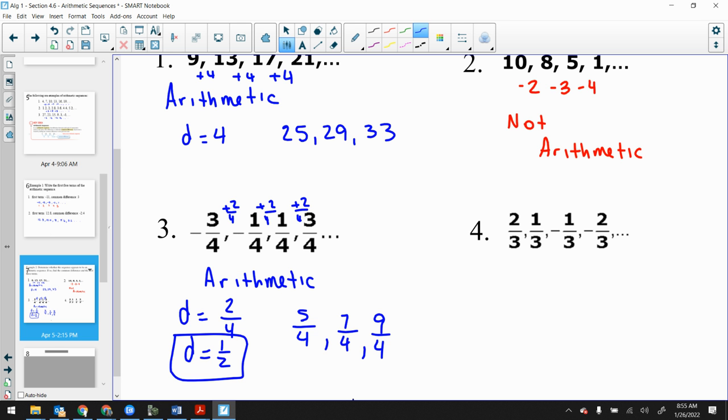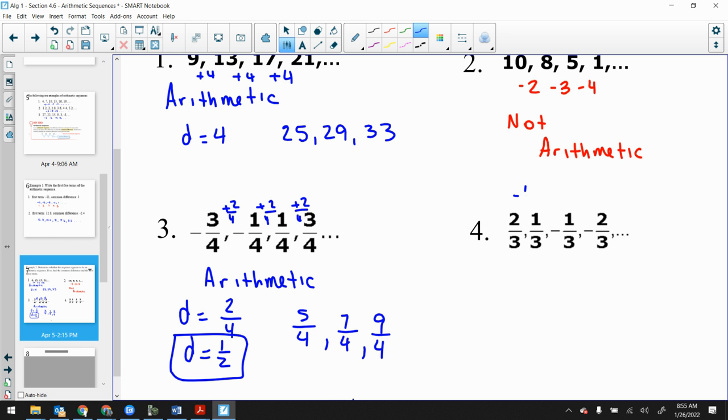Taking a look at number 4 there. If I had a common difference here, I knew it would be out of 3, right? Because I have all the denominators of 3. So what's the pattern in the numerators? Is it arithmetic? No. Be careful with this one. It's very tempting to say that it is arithmetic, but it is not.